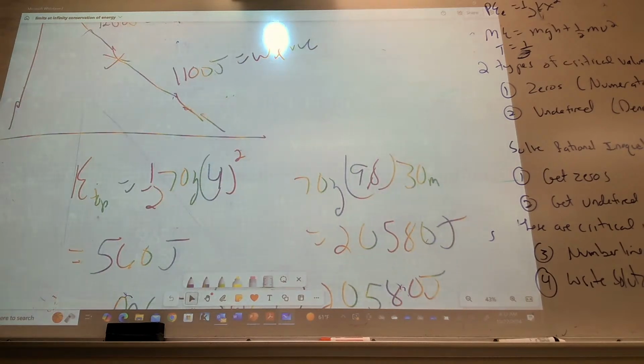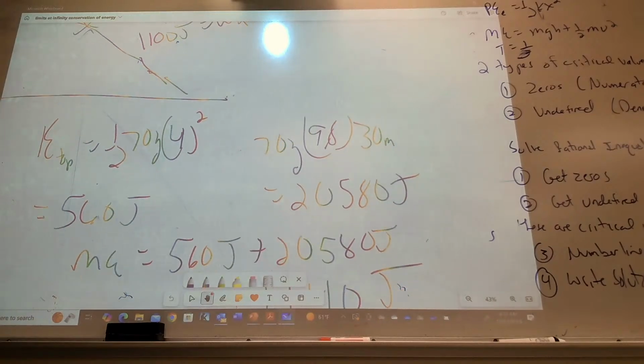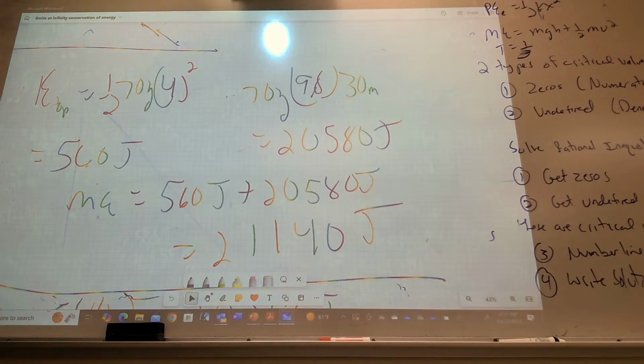So you get 560 and 20,580 joules. You add those two together to get your mechanical energy at the top, which is 21,140 joules. Did you get that?